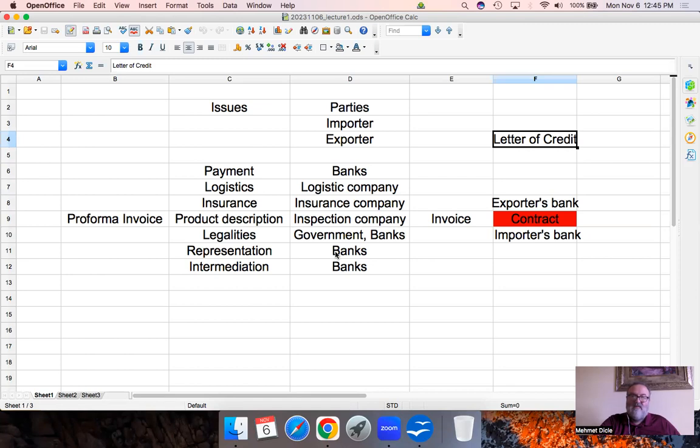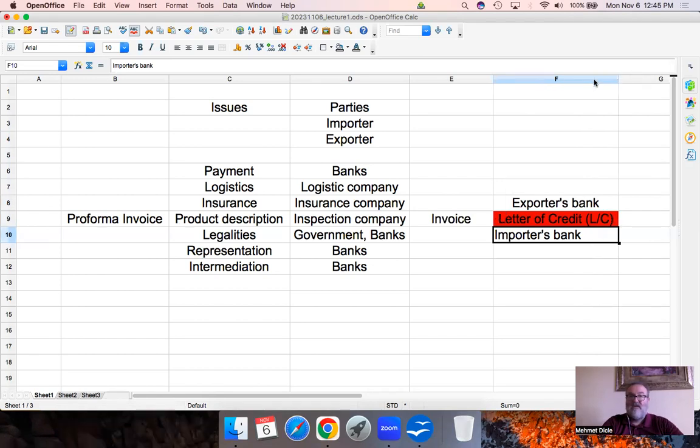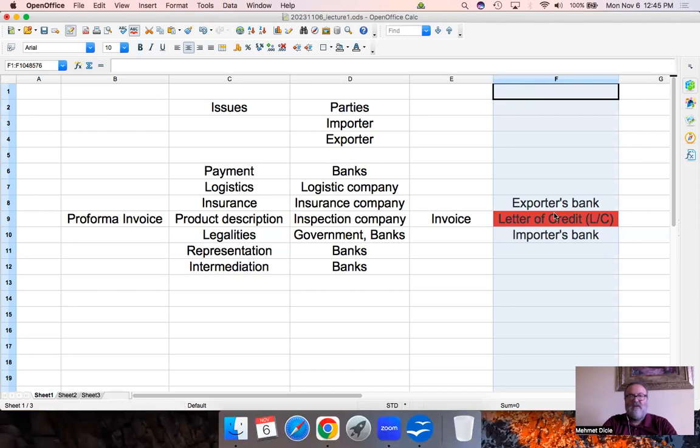So at this point, instead of writing a contract there, I'm going to change this into a letter of credit. So a lot of the times, letter of credit is referred to as an LC. And with an LC, we have now an internationally recognized contract between the importer and the exporter.